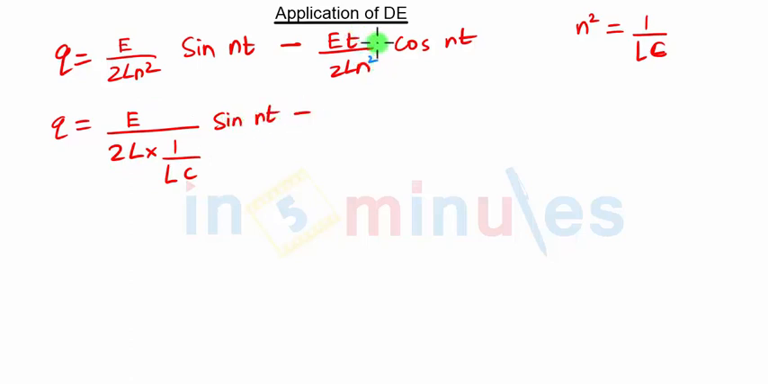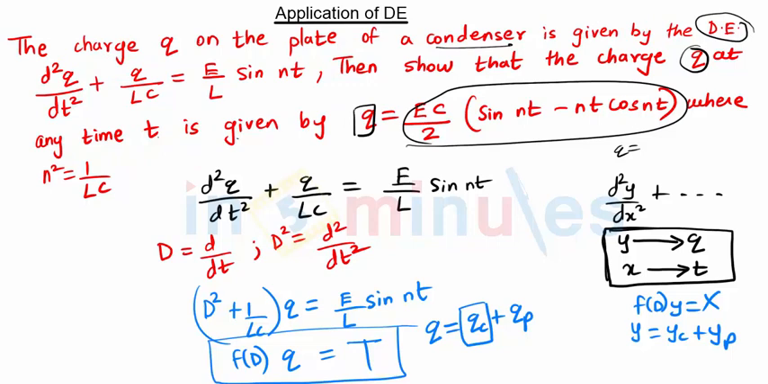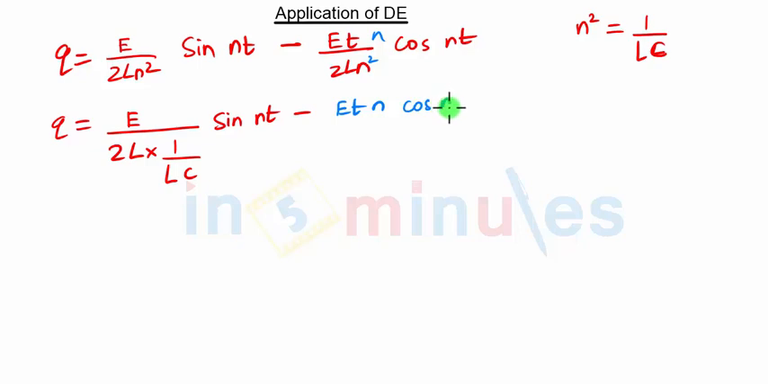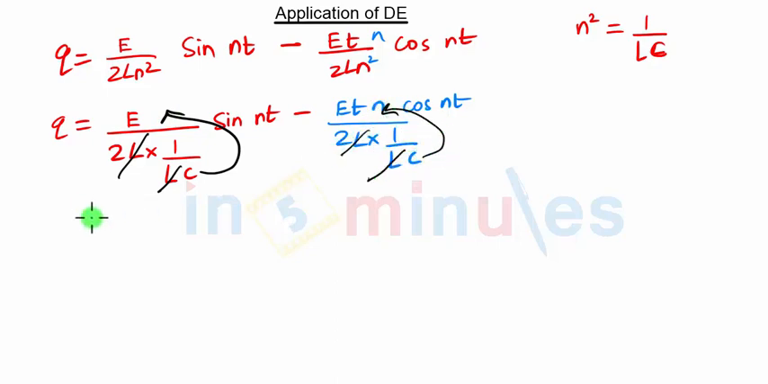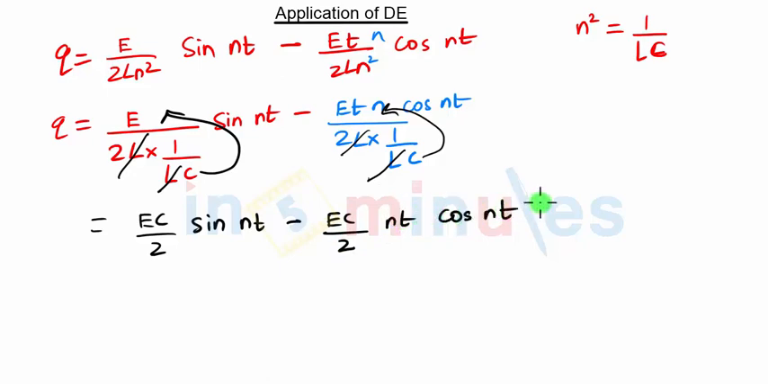Here also if I multiply and divide by n, we get n upon n square. So et, and why we are doing this, because if you see here we have 1n. So that's why we are multiplying and dividing, into cos nt upon 2l, and instead of n square we can write 1 upon LC. So now we can cancel this L and we can take this C in the numerator. Similarly here, so we get EC upon 2 into sine nt minus EC upon 2 into nt cos of nt.